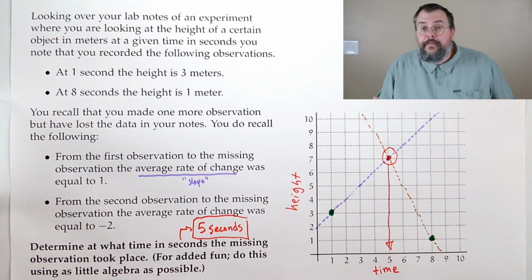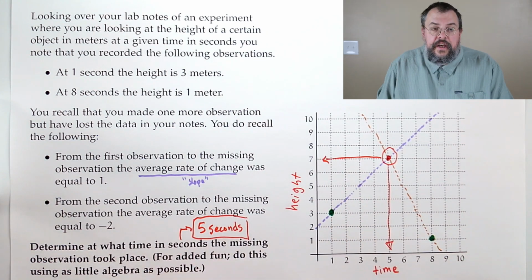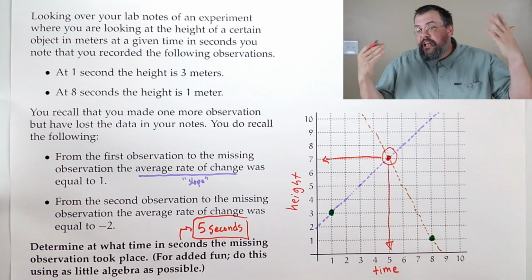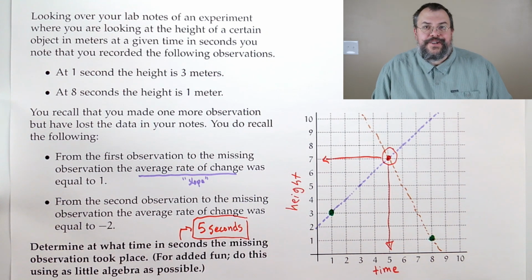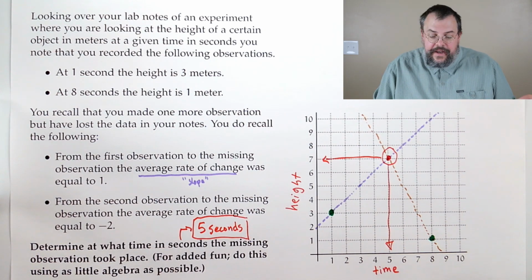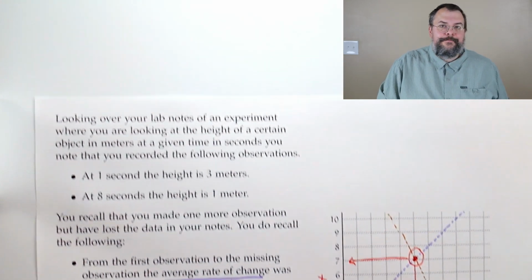Now, could we say more? Oh, absolutely. For instance, we can now say not only was the missing observation happening at 5 seconds, but the height at that time was 7 meters. But we don't need to show off too much. We just need to answer the question which was asked. And we've done that. So good for us. Good for us. Okay.